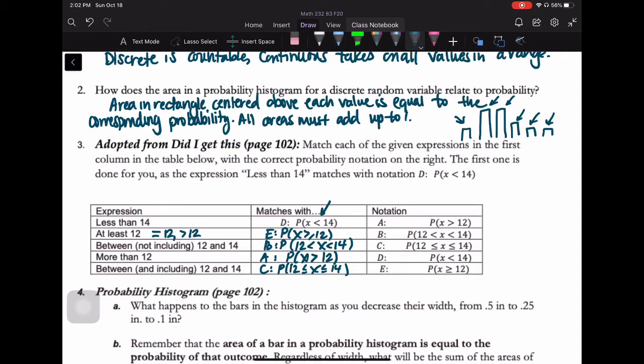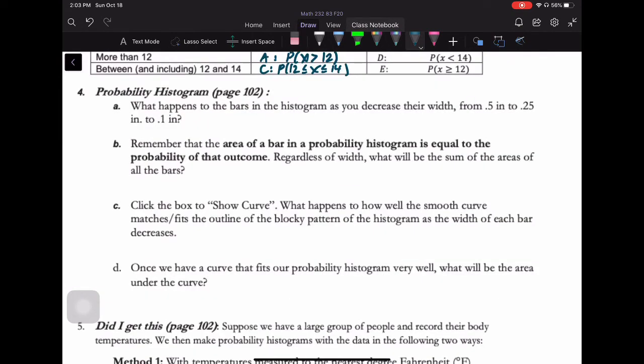Now, from the probability histograms on page 102, they want to know what happens to the bars in the histograms as you increase their width. The bars in the histogram, as you decrease their width, the bars get smaller, so there's more bars, and the actual picture tends to look more like a curve. Remember that the area of a bar in a probability histogram is equal to the probability of its outcome. Regardless of the width, what will be the sum? They always have to add up to a whole or 100%.